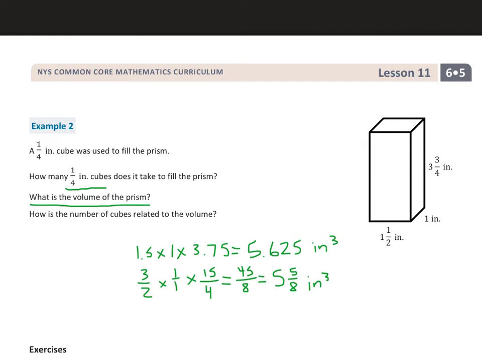So with length times width times height, we have two options. We can transfer these into decimal form, 1.5 times 1 times 3.75, or we can make them improper, 3/2 times 1/1 times 15/4, and then multiply. So either way, you're going to get 5 5/8 in fractional form, mixed number, inches cubed, or 5.625 in decimal form, inches cubed.